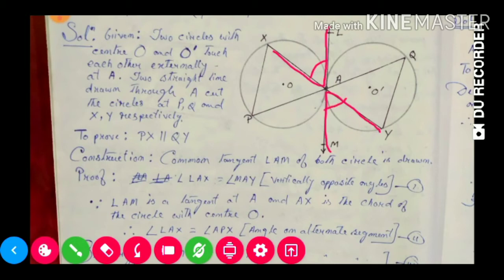So we'll give this one equation number 1. Again see, LAM is tangent at A, and AX is our chord. So here two angles form. This one is our angle and this is our alternate segment, this angle. So these two angles will be equal. So angle LAX will be equal to angle APX. This one will be equation number 2. This is our angle in the alternate segment.